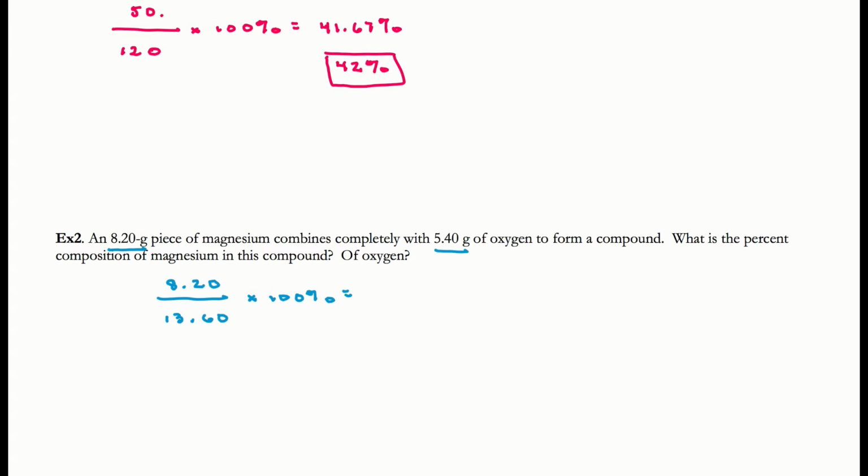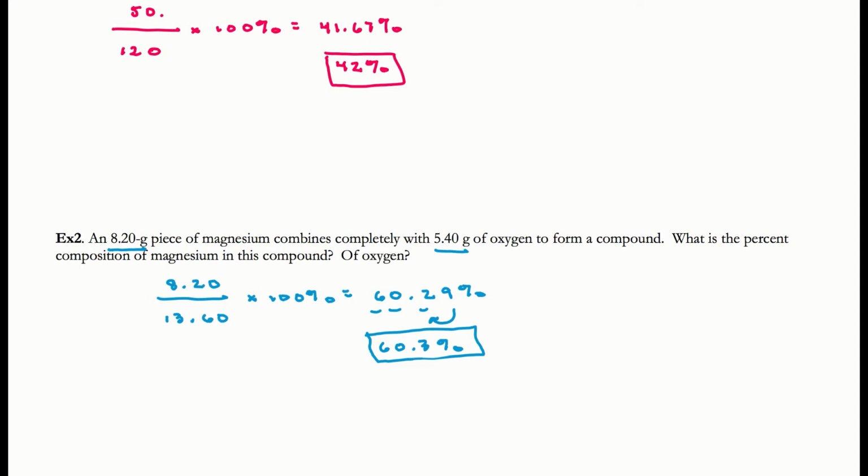So 8.2 divided by 13.6. 8.20 has 3 sig figs. 13.60 has 4 sig figs. So for my final answer, I want to have 3 sig figs. Unrounded, it was 60.29%. So I'm going to round this to 60.3%. So that is determining the percent composition by being given just the mass or just the weight directly.